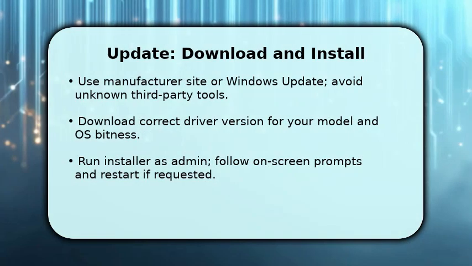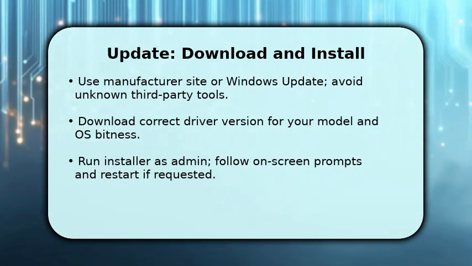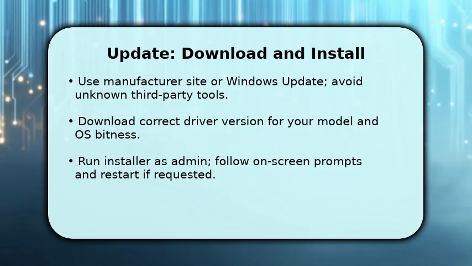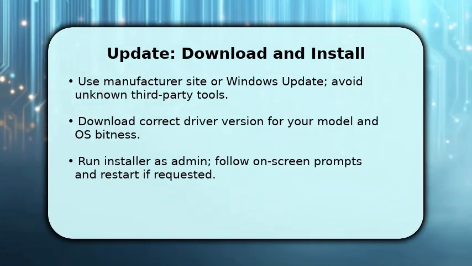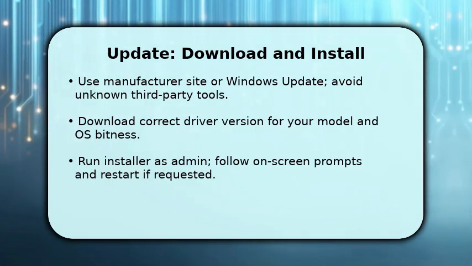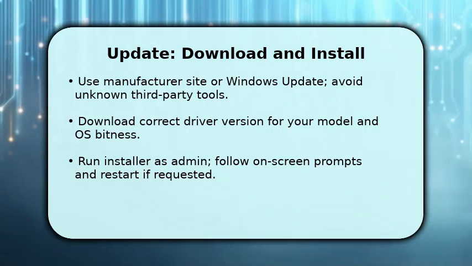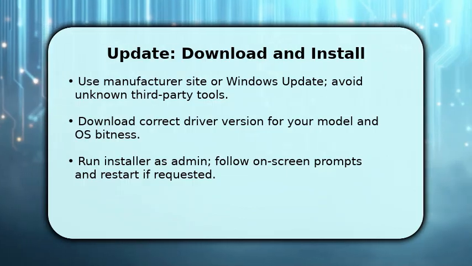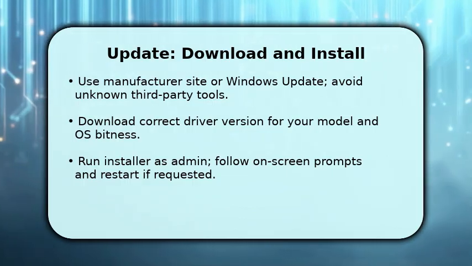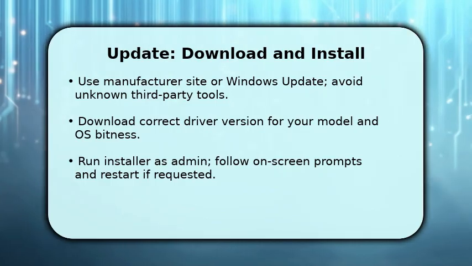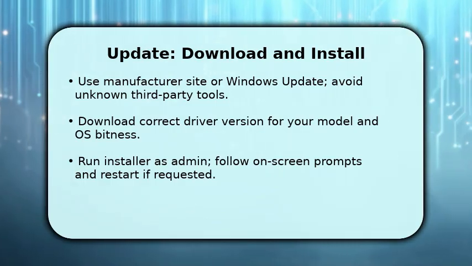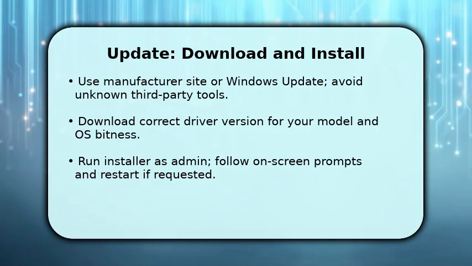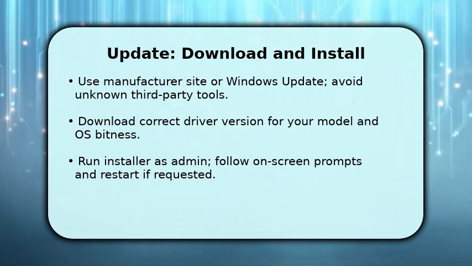You now fetch the proper driver. Go to the sound card or PC maker's support page and select the exact model and OS bitness. Once downloaded, unzip if needed and run the installer as administrator to ensure full access. During installation, follow prompts, choose Express or Custom depending on whether you need extra software. After the installer finishes, restart the computer so the new driver fully initializes.